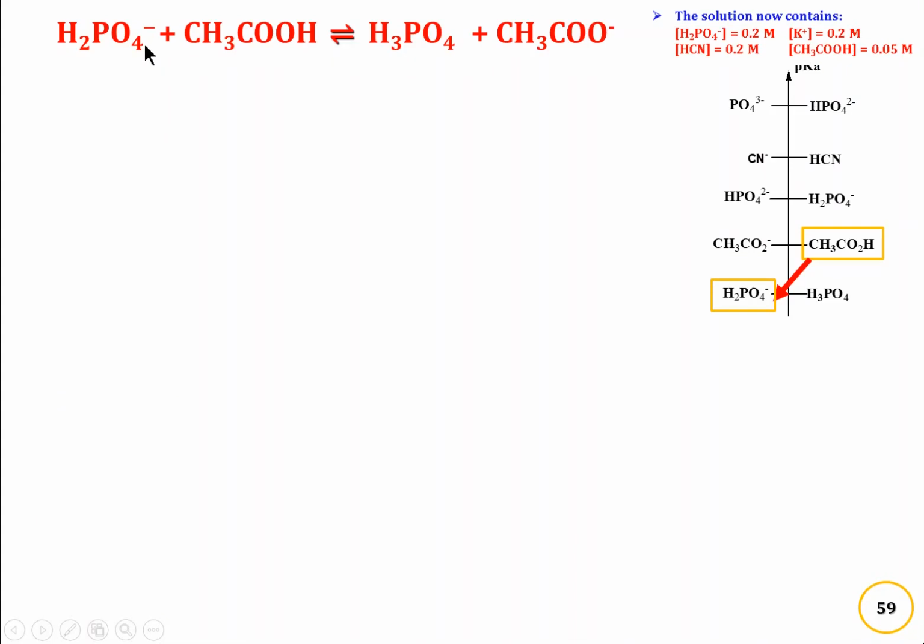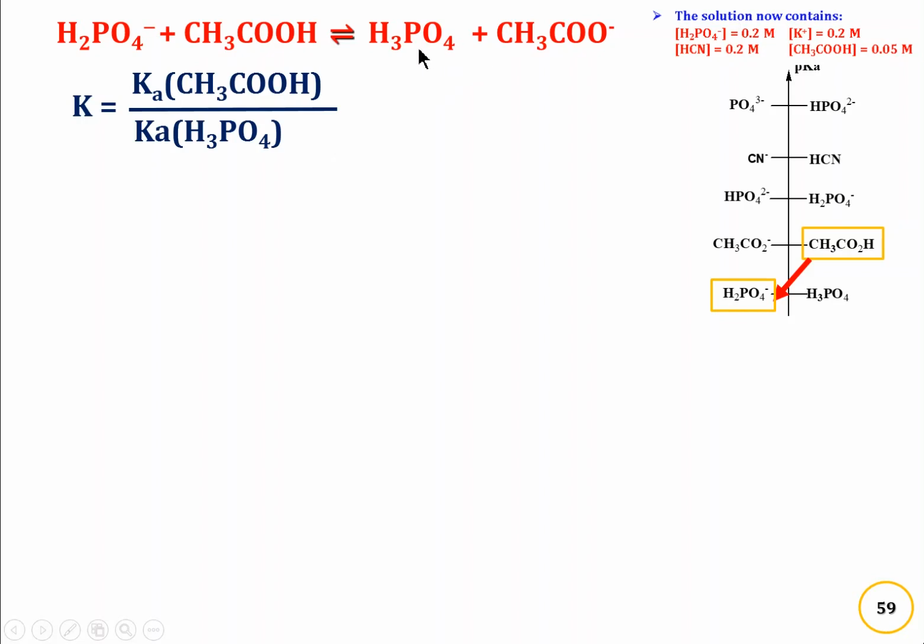We write the reaction: H2PO4 minus plus acetic acid gives H3PO4 and acetate. K of this reaction is equal to the concentration of the product H3PO4 times CH3COO minus divided by H2PO4 minus times acetic acid. So it's equal to Ka of the coupled acetic acid divided by Ka of the coupled phosphoric acid, equal to 10 to the power minus 2.55.